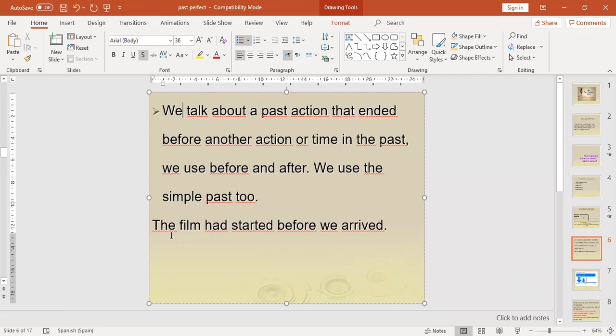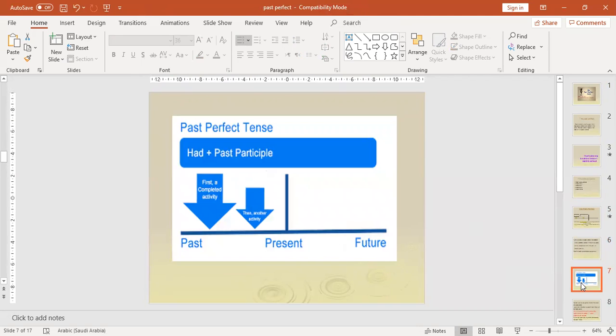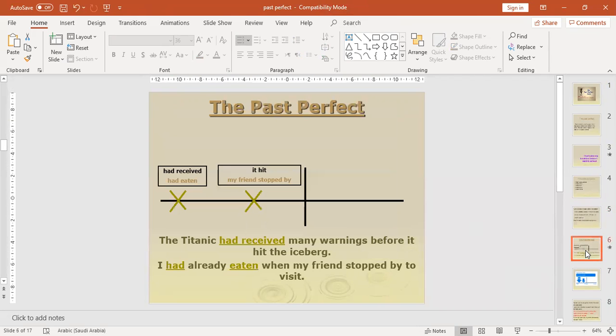This is also another example. The film had started before we arrived, and here is the diagram. The film started at 8, for example, and we arrived at 8:15. So we arrived later. We arrived after the beginning.